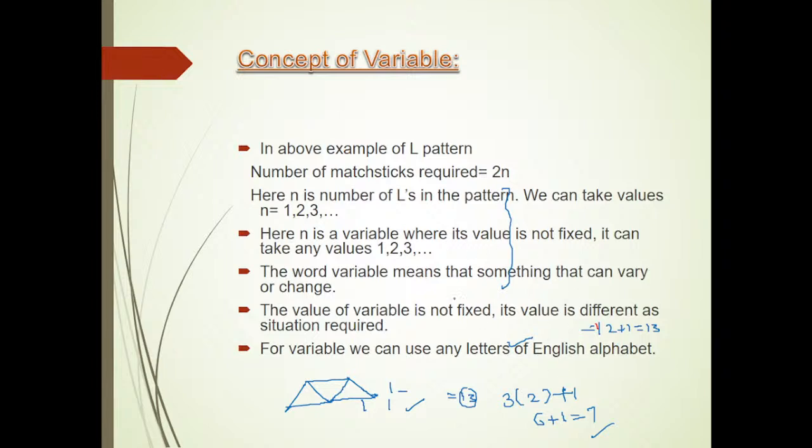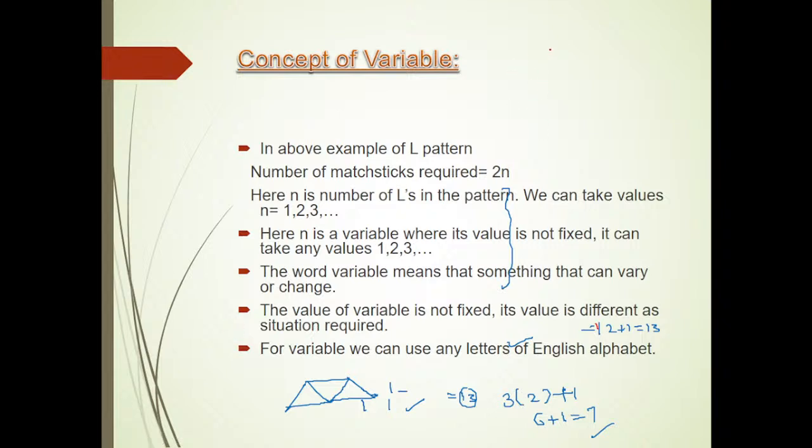Concept of variable. From where we will get this concept? Let us see. A variable is nothing but something which is able to vary. The value of the variable is not fixed, and it can vary from condition to condition.